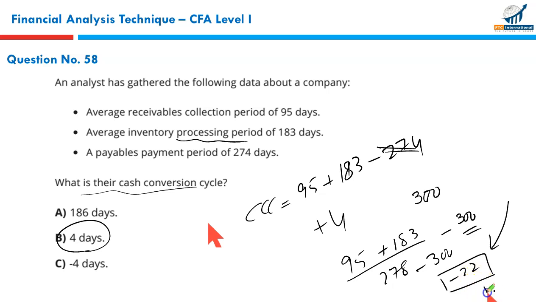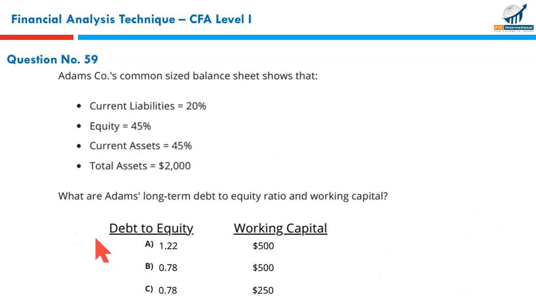See, it is possible to have a negative cash conversion cycle. That will be possible only if your supplier gives you an extended payment period, or you have unusually smaller collection periods and inventory processing periods. So nonetheless, we got B to be the correct option. B it is. Next, RM Company's common size balance sheet shows current liabilities as 20% of your total balance sheet number.